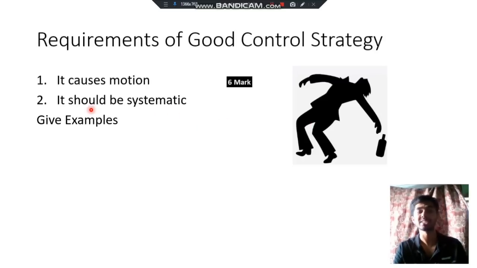Next, we have, it should be systematic, and give an example. Systematic means, if the alcoholic person takes one step forward, he should not take the same step backward as well. He should move forward only. The examples for the good control strategy, you can give in general ways, like you can use the back propagation algorithm also. You have to continuously move forward. You should not again come back to the same errors by redoing the steps you had done. Okay, so those are the requirements of a good control strategy.